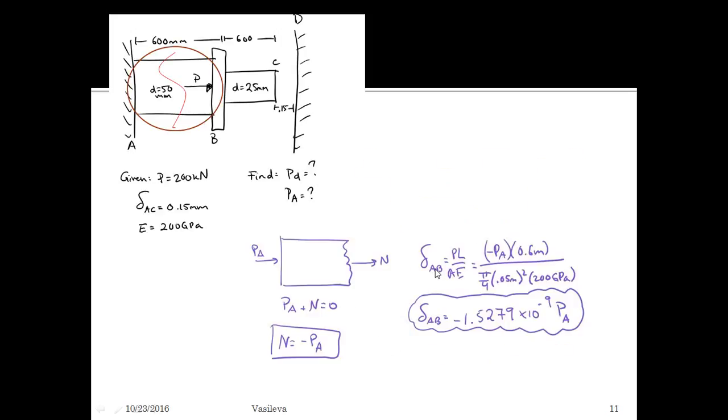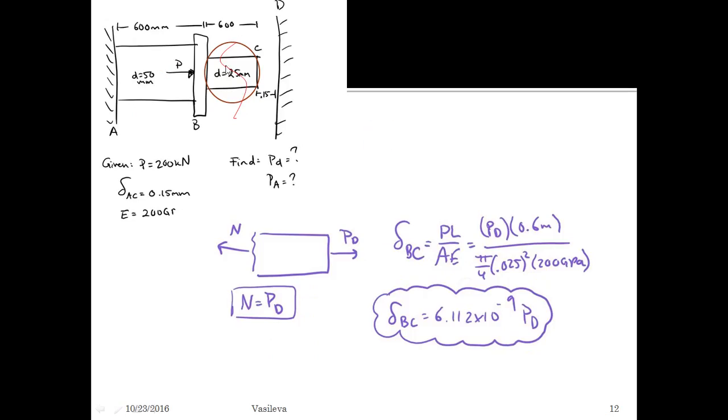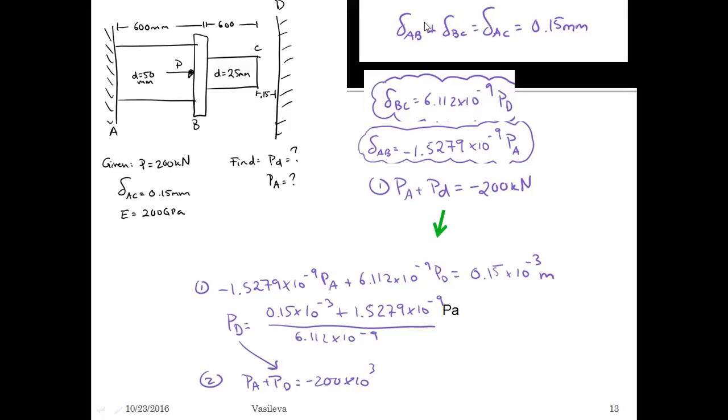The next thing I want to do is solve for each section. So displacement AB: I cut the beam, I look at everything to the left. So I have PA and N, so N equals negative PA. I plug that into my equation, and I end up with a displacement equation in terms of PA. I do the same thing for BC now. So I cut the beam, look at everything to the right. So here I only have to consider PD. So N equals PD. I plug that into my equation and I end up with another equation in terms of just PD.